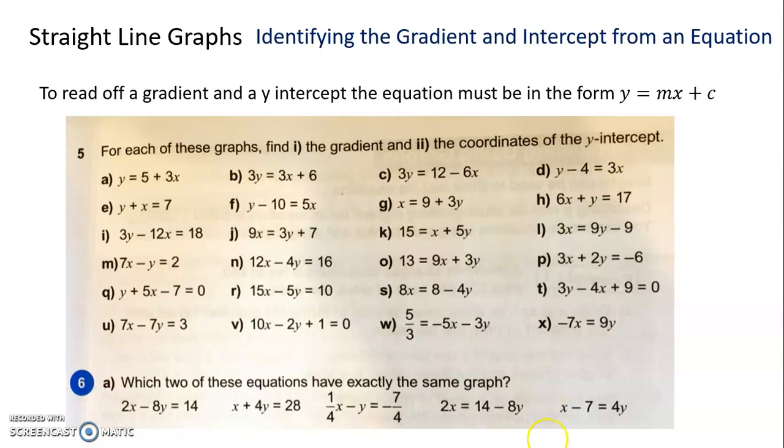There's a little extension question at the bottom here, which is to identify which two of these equations are actually exactly the same. They're just different rearrangements of the same equation. So this is tricky.